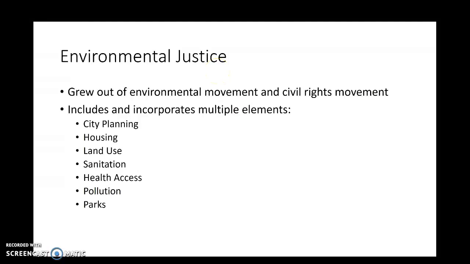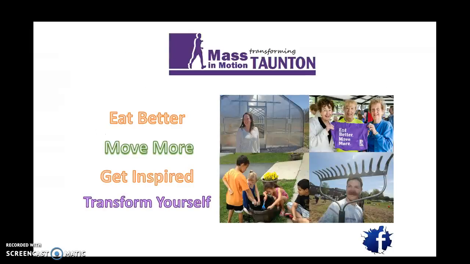Part of the learning bundle is to learn about a Massachusetts program called Mass in Motion. Mass in Motion is grant funded by multiple agencies in Massachusetts with the simple goal to help people in communities eat better and move more. You can see some pictures here of farmers markets and community gardens.